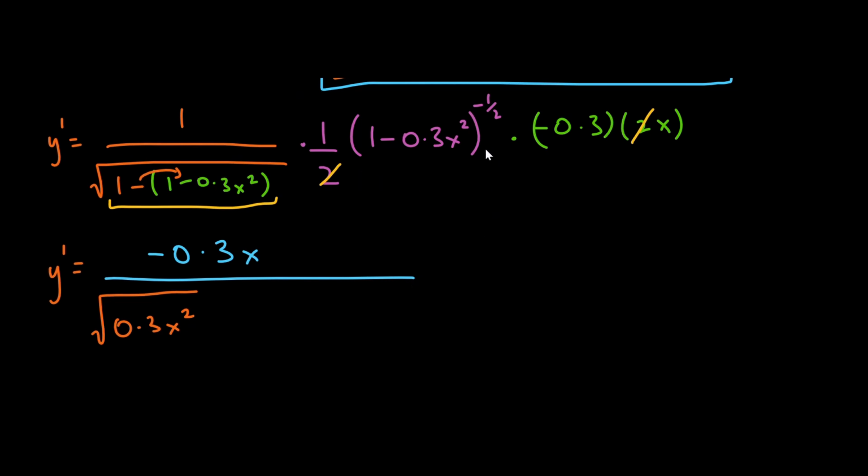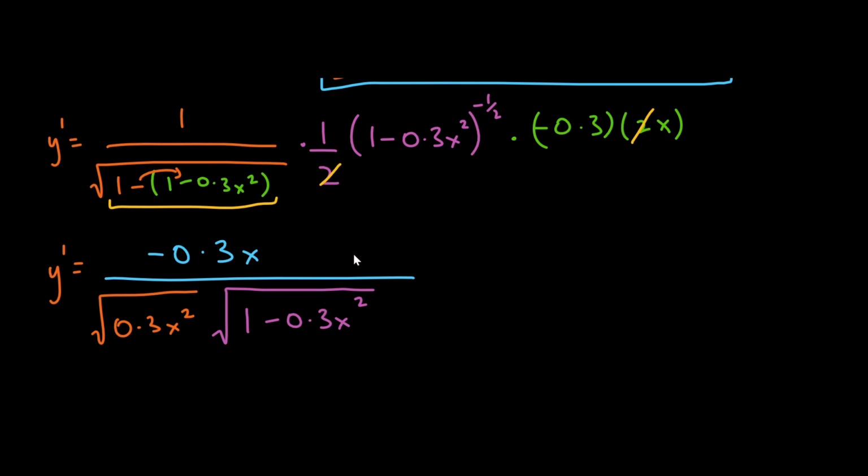Now, what does negative half mean? The negative as a power just means you take the reciprocal of the term. And so from the numerator, it goes in the denominator. So I will write 1 minus 0.3 x squared. And the half means you take the square root of it. Square root.